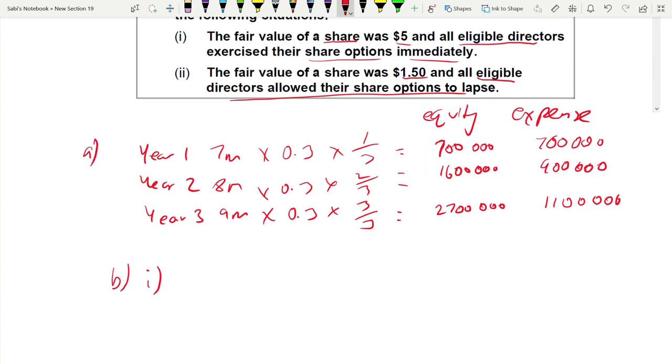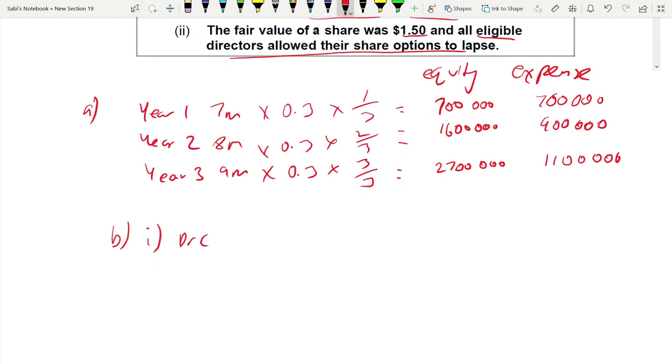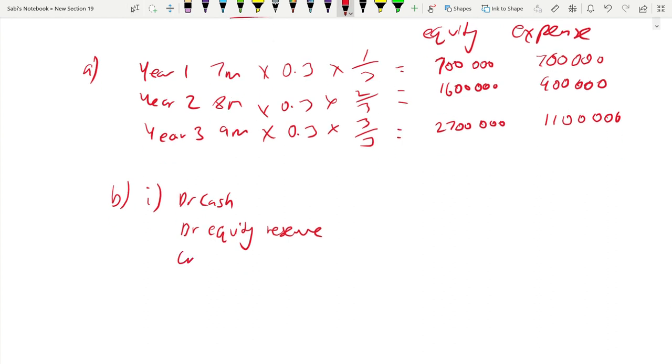First one, when you exercise, okay? See, when you exercise, you debit cash and you debit equity reserve. When you exercise the option, you are getting the cash, equity reserve you need to debit. Otherwise, earlier it was credit, but when you exercise the option, it becomes debit. Okay? And you credit your share capital here.